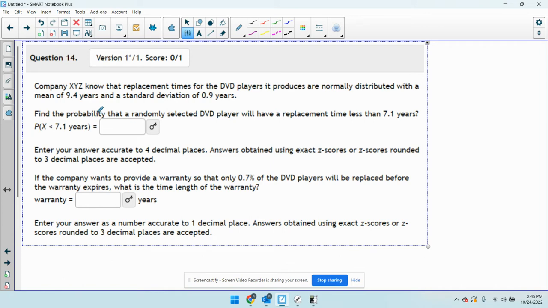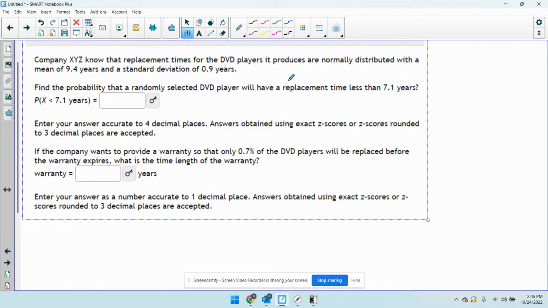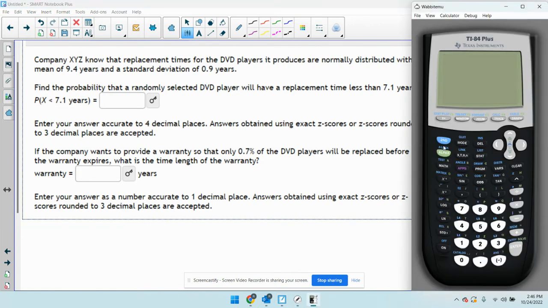Find the probability, so we are using normal CDF, that a randomly selected DVD player will have a replacement time less than 7.1. So we're finding the probability, so we're going to use second distribution, normal CDF. So we're looking for the probability that X is less than 7.1. Not a sample, just one individual DVD player.